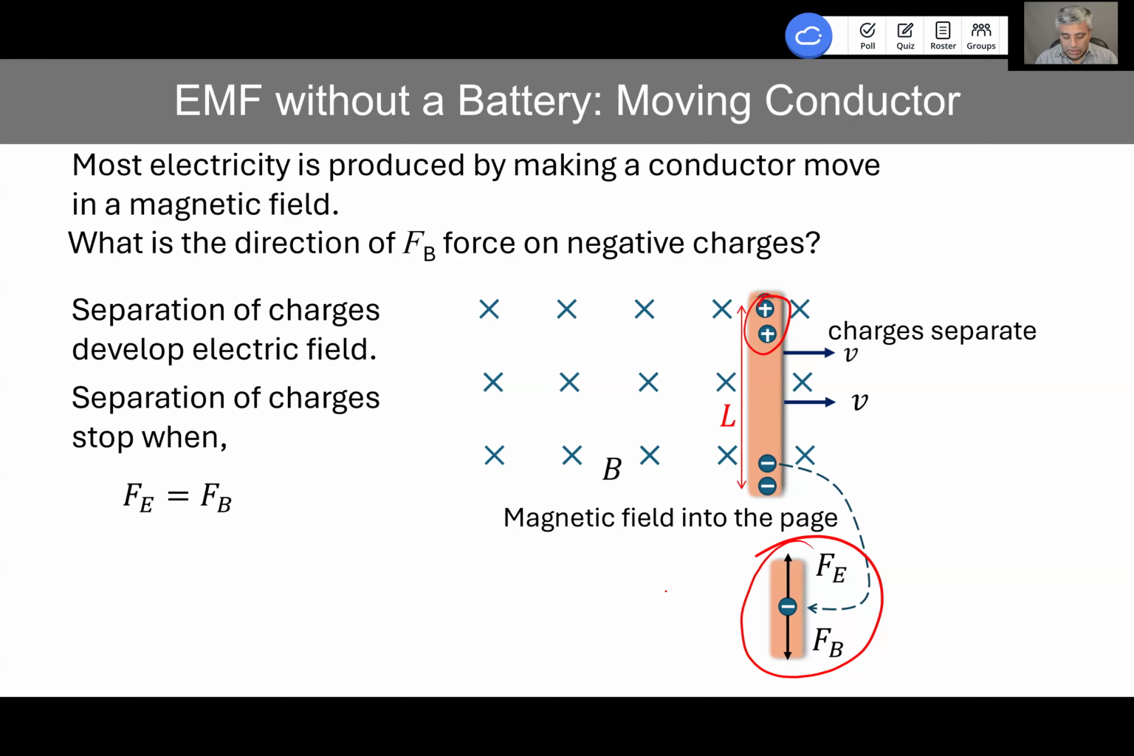Those forces depend on the velocity. So by adjusting the velocity, we can make the forces be in equilibrium, so the charges remain stationary at that point. In that situation, these two forces have the same value in opposite directions. That's what I'm writing in this equation.